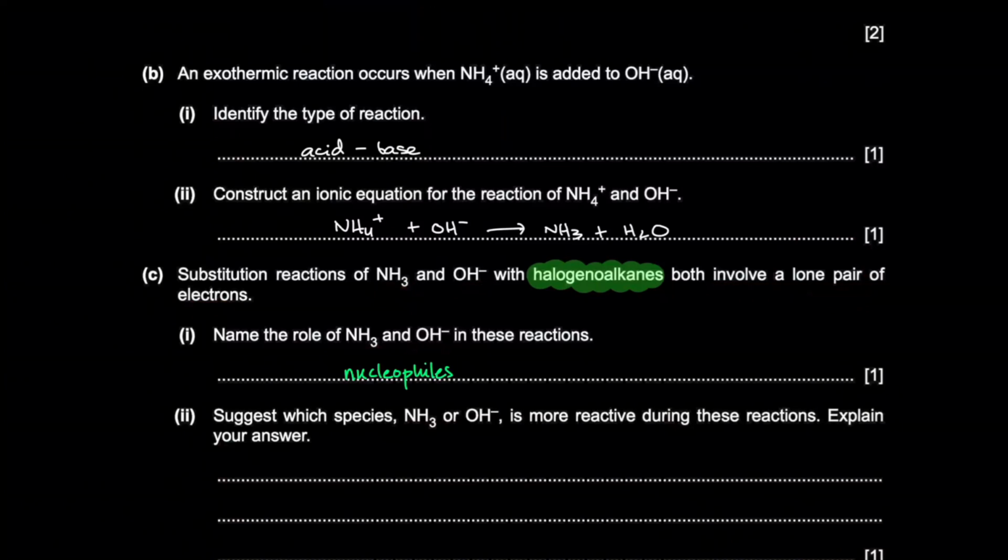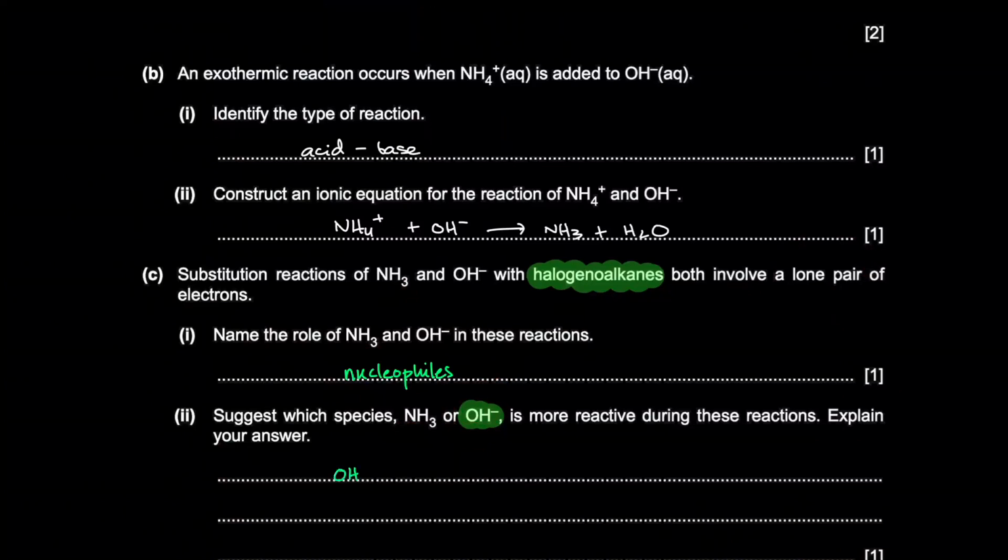Suggest which species is more reactive. Explain your answer. Well, I would say the hydroxide definitely would be more reactive. Saying more lone pairs is not the best reason to give. There are two obvious reasons why it's more reactive. First of all, it's negatively charged, whereas in ammonia, nitrogen only has a partial negative. Secondly, oxygen is a more electronegative atom than nitrogen anyway. So both of those things would explain why hydroxide is more reactive.